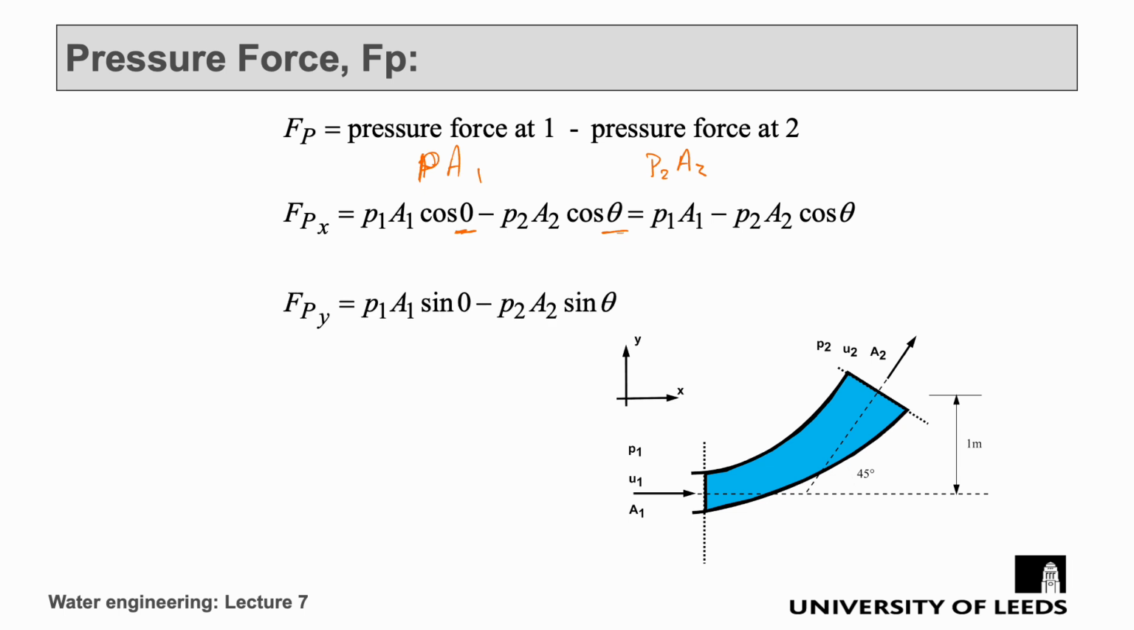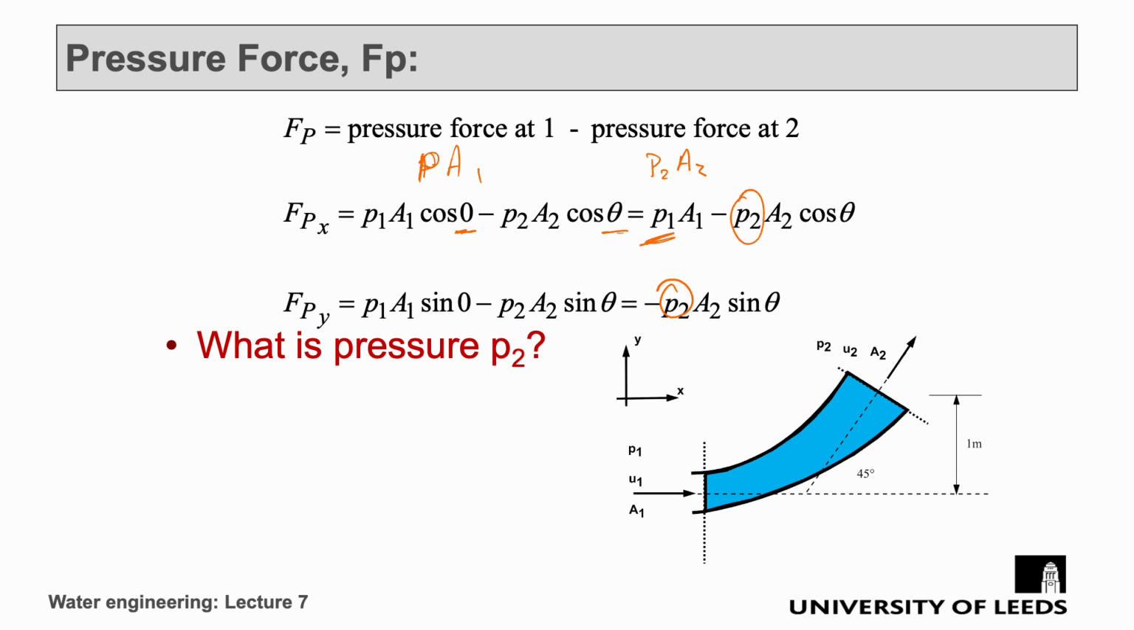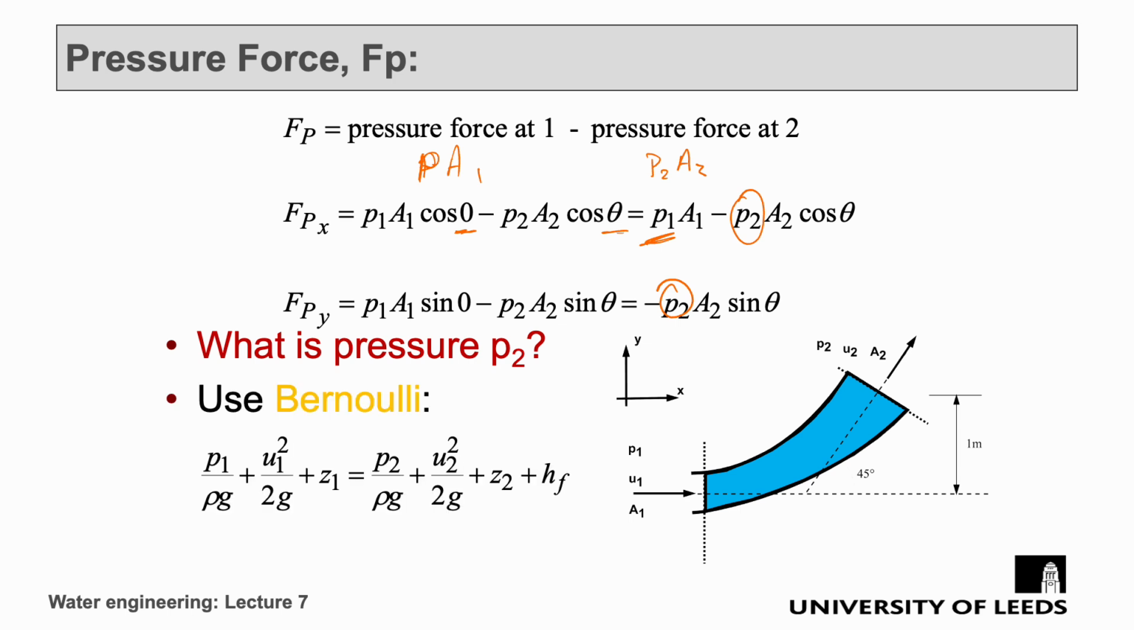Let's apply that in the x direction. In the y direction, a similar expression: pressure at 1 minus the pressure at 2, resolved in the y direction. Sine 0 is 0, so we'll get a minus P2A2 sine theta. We need to enter here P1 and P2, and we don't know P2. We do know P1, we were given that. So where do we get pressure P2 from? Well, we get that from the Bernoulli equation.